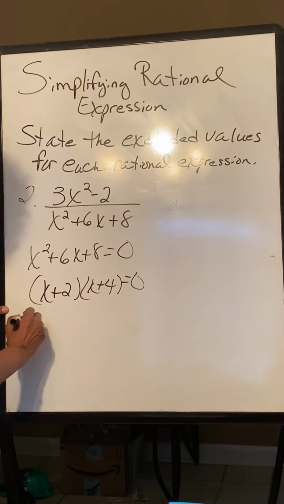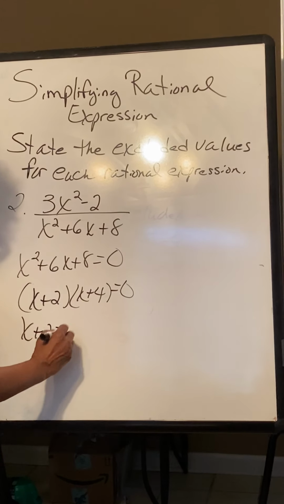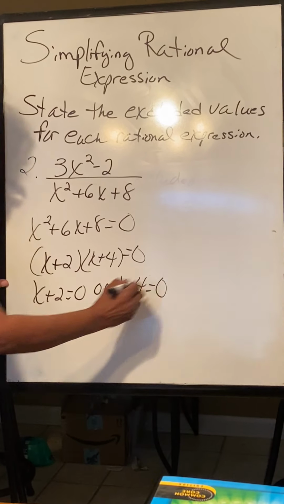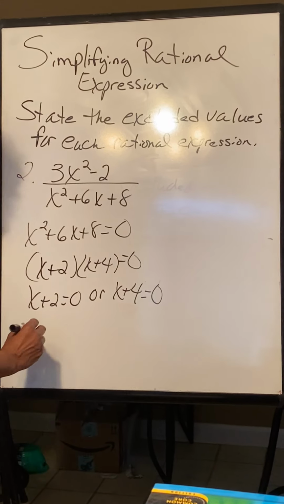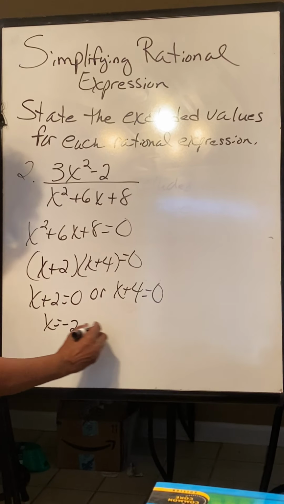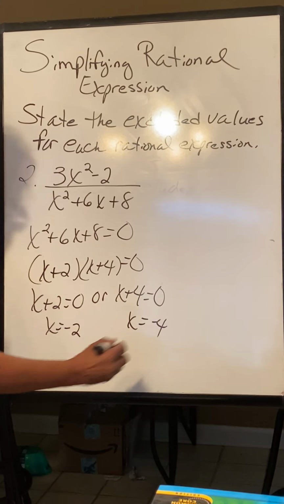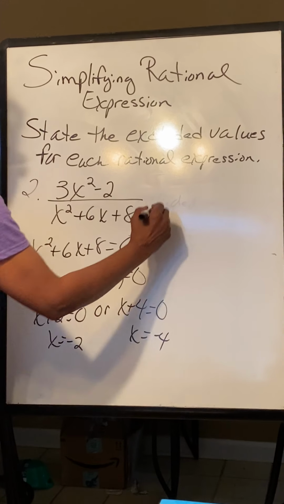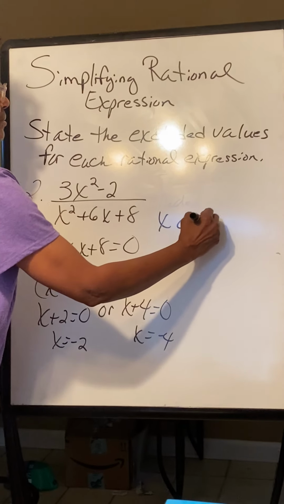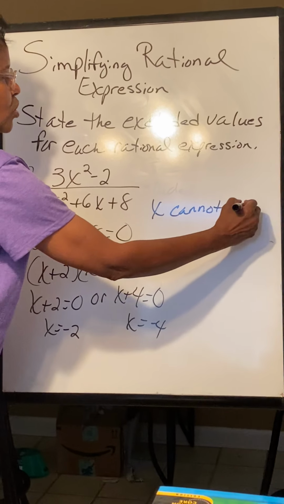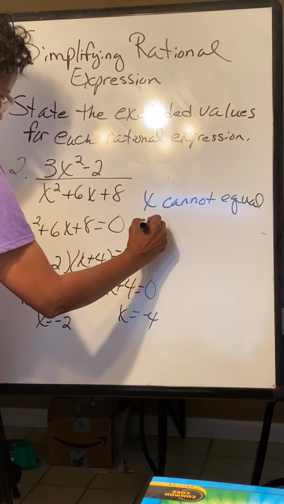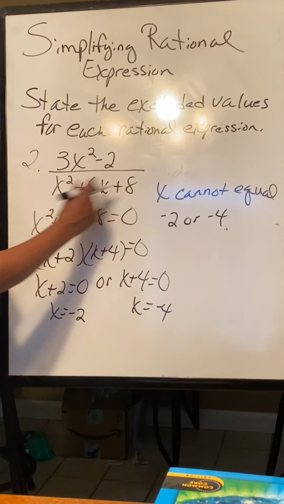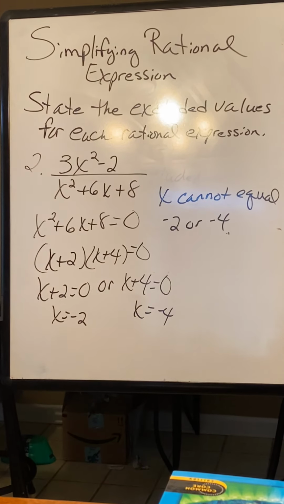Take this product, set each factor equal to 0, separated by the word or, because this is what we call a disjunction. So I get x is equal to negative 2, x is equal to negative 4. So that means my excluded values are negative 2 and negative 4. So x cannot equal negative 2 or negative 4, because those two numbers would make my denominator a 0.